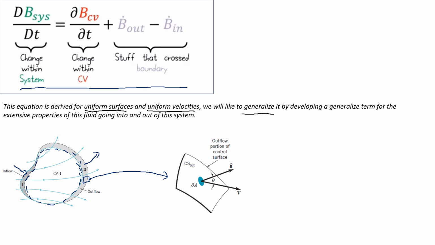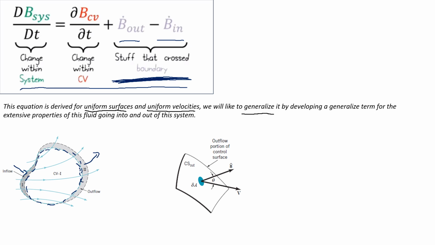So what is happening here? What I'm more concerned about when I talk about generalizing this equation is the fluid that is going into and out of this control volume. So I'm generalizing this term so that I can write one equation for the extensive properties that are going into the system and the extensive properties that are going out of the system. I want to write one equation for these terms, and for that I'm taking this arbitrary shape.